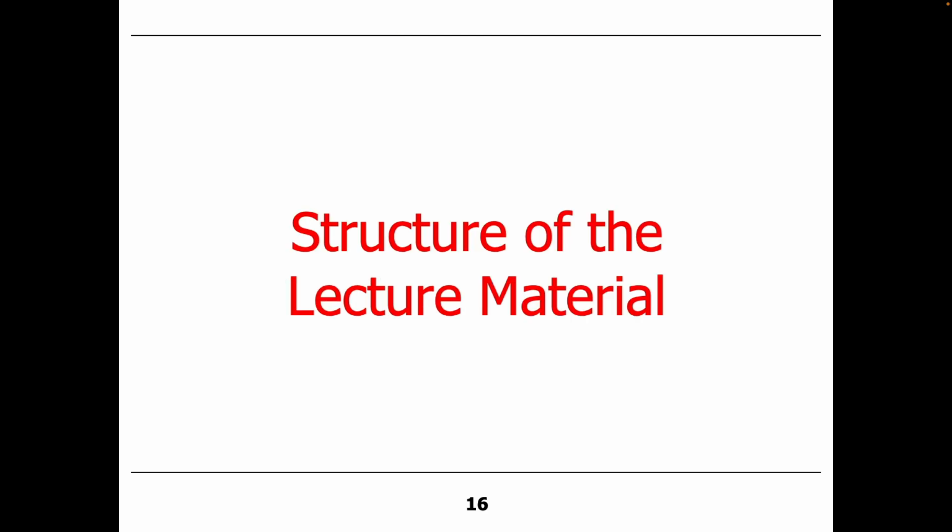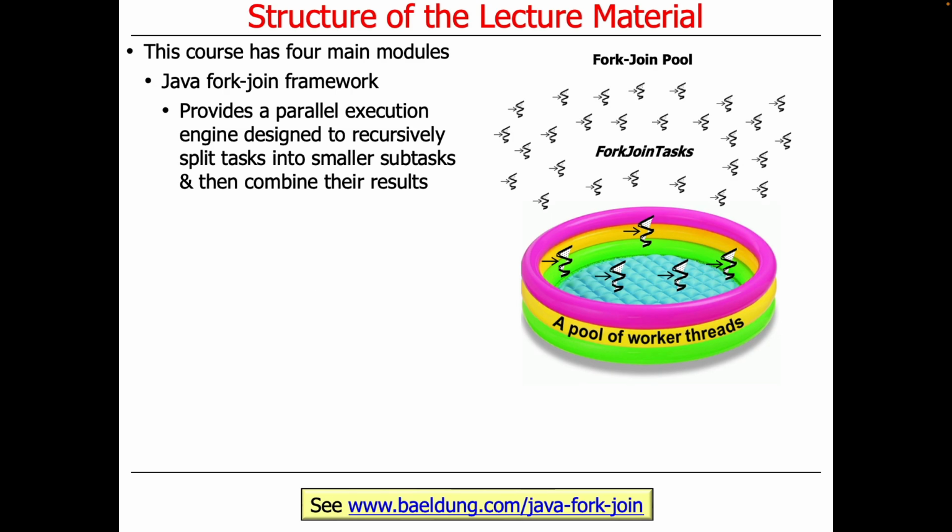So what will the course lecture material be like? Well, we're going to have 4 main modules or 4 main topics. The first one is going to be on the Java fork join framework. And this framework provides a parallel execution engine that's designed to recursively split tasks into smaller and smaller subtasks, process those things in parallel on multiple cores, and then combine the results together to provide a single reduced result.